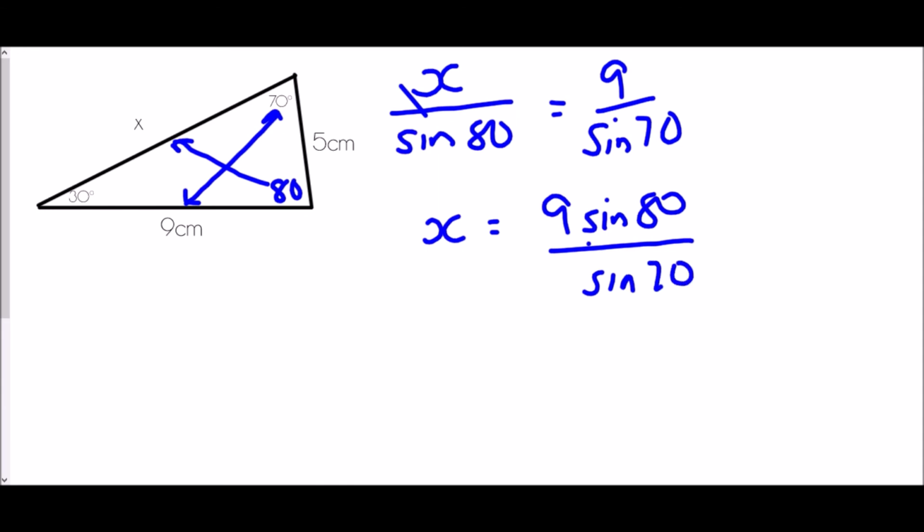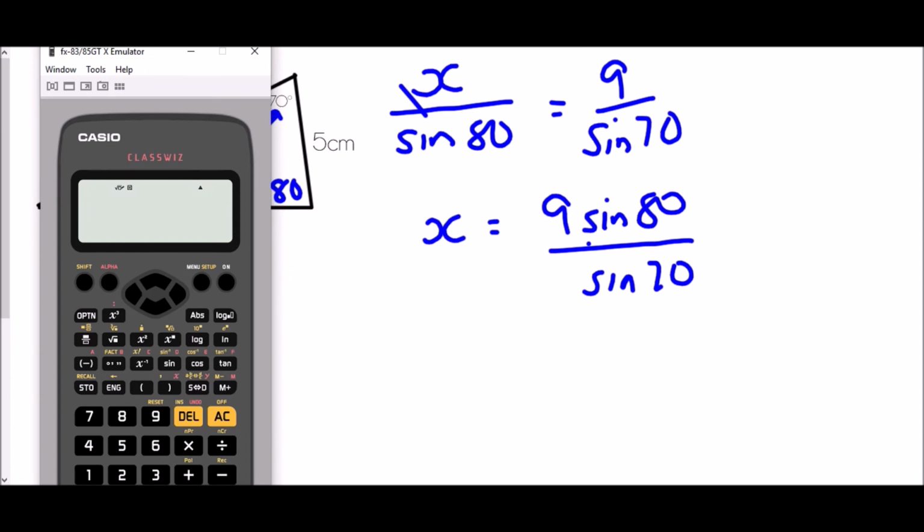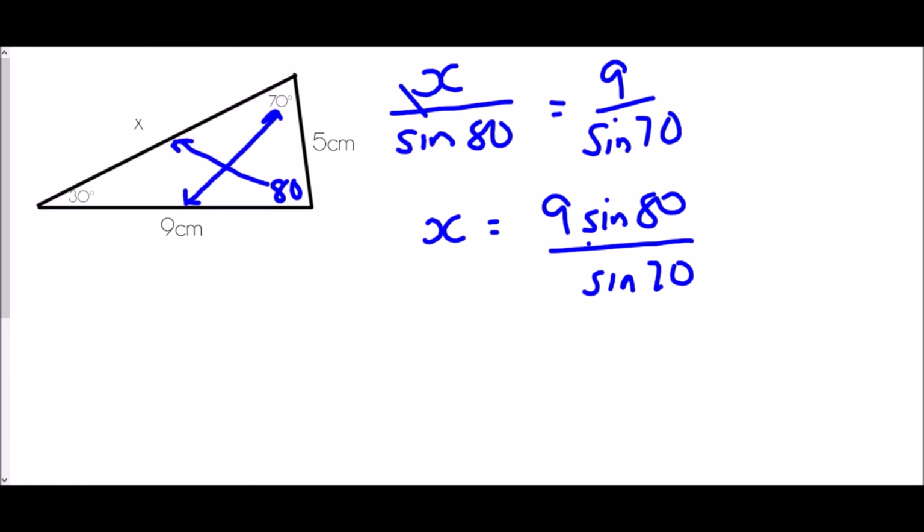Just type that all straight into the calculator. We're going to have 9 sine 80 all over sine 70, and that gives us 9.432 centimetres. And again, if we have a look at that, it would seem a very sensible answer given that the other sides were 9 and 5. They've got to be in roughly the same sort of area.